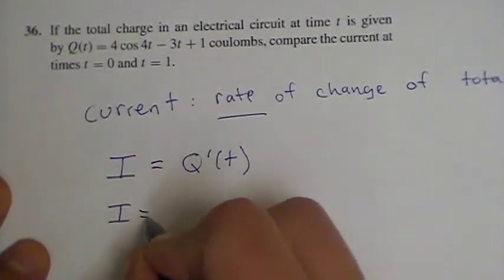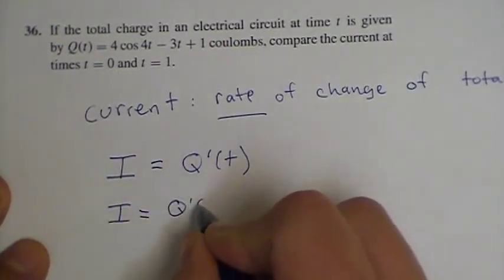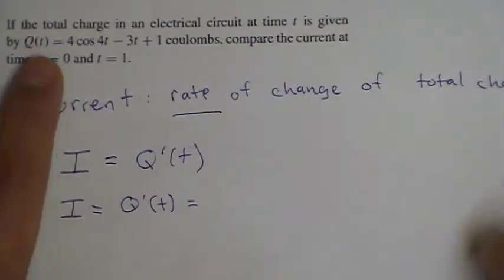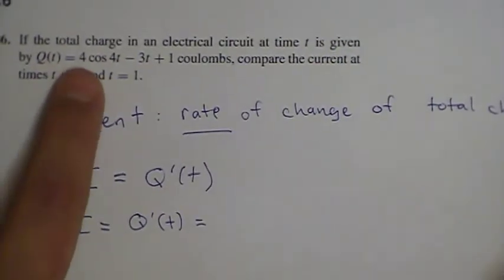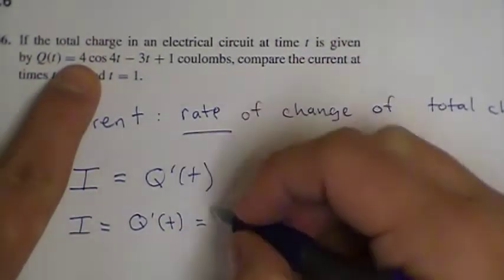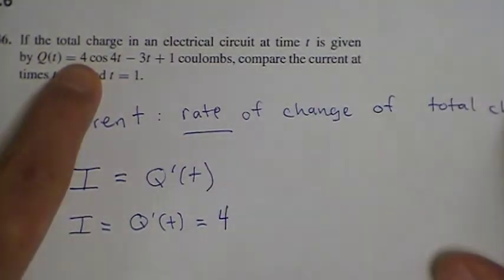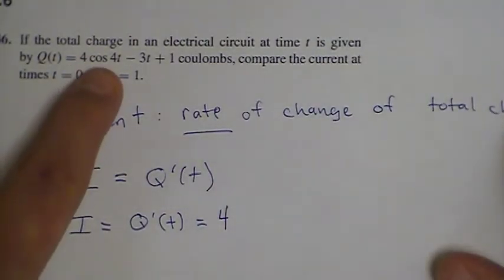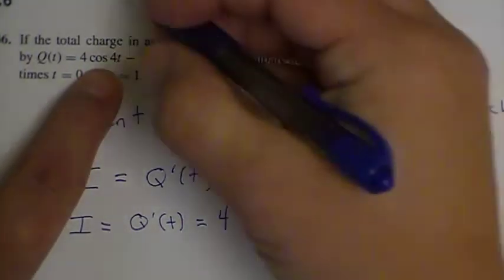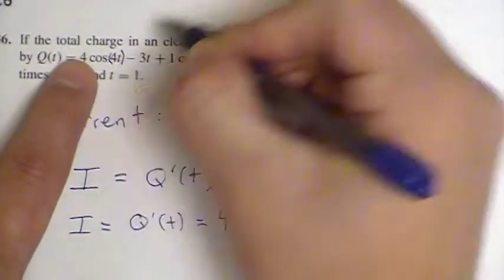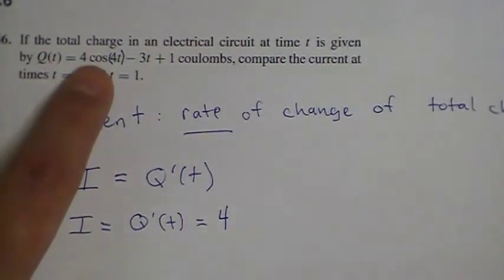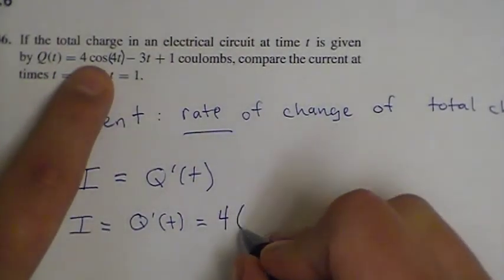I is going to be given by Q prime of t, and given what we know Q to be equal to, 4 is a constant within the function, so it's going to be a constant within the derivative as well, and then I need to take the cosine of 4t's derivative. I have an inner function here: my inner function is 4t, my outer function is cosine. So I'm going to have to use the chain rule to do this.